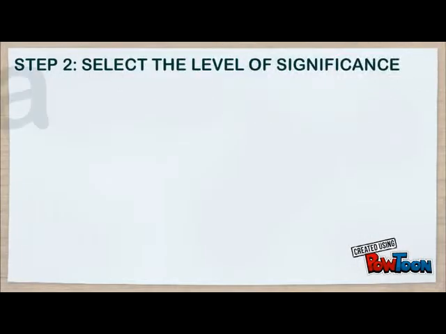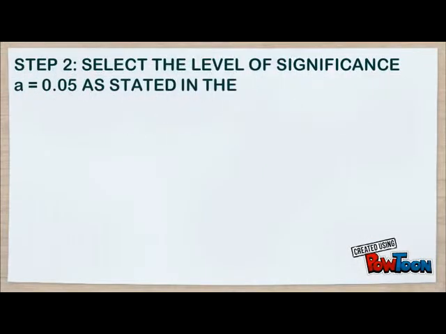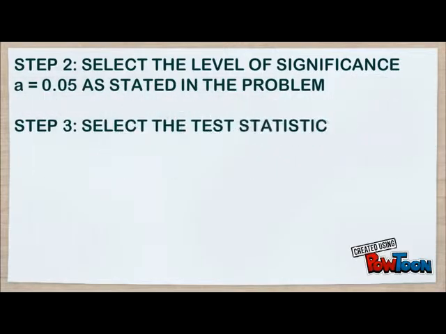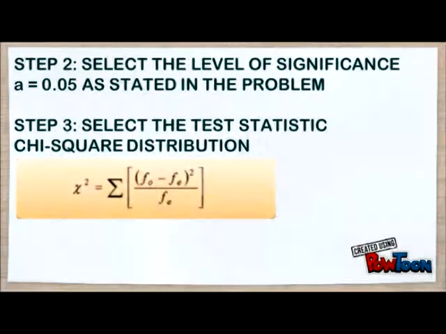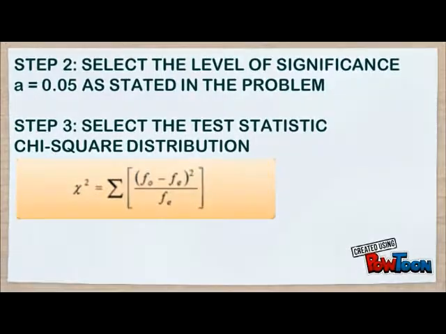Step 2. Select the level of significance. In this case, the level of significance we use is 0.05 as stated in the problem. Step 3. Select the test statistic. The test statistic we use is the chi-square distribution. Following is the formula of the chi-square distribution.